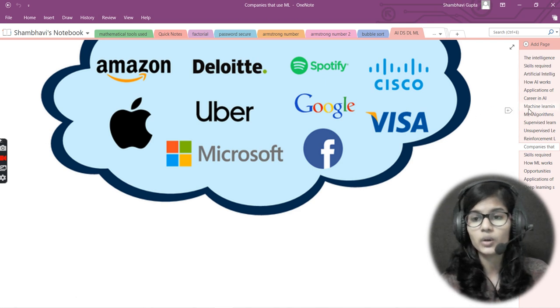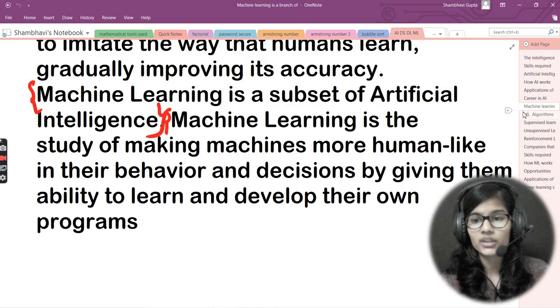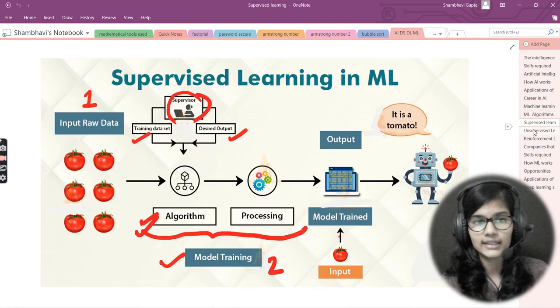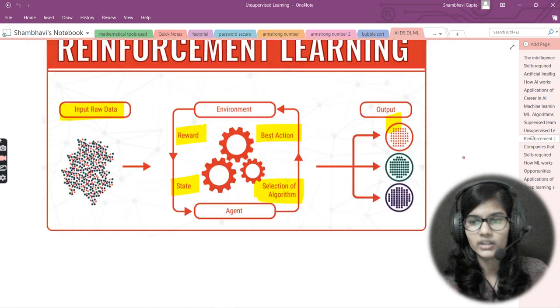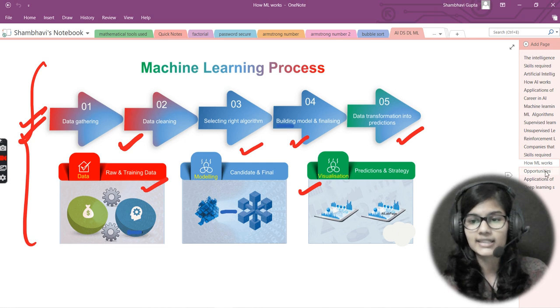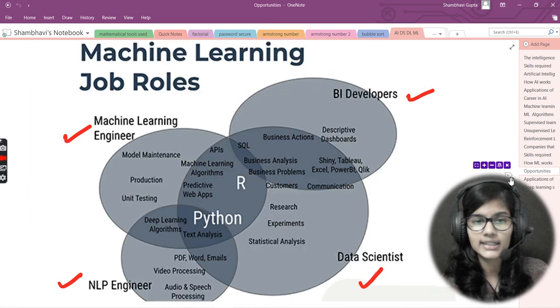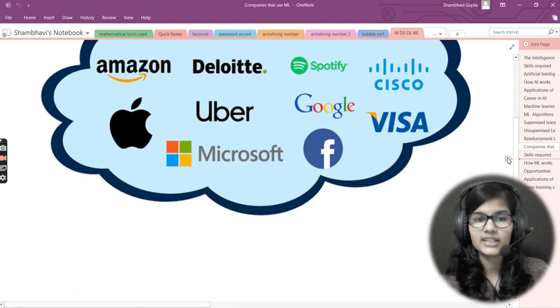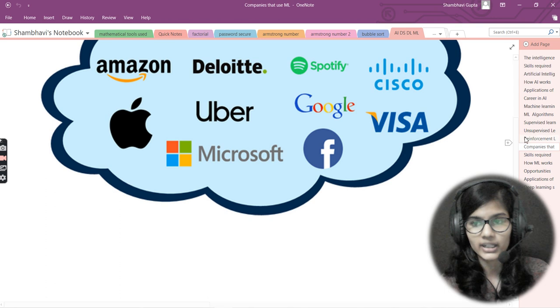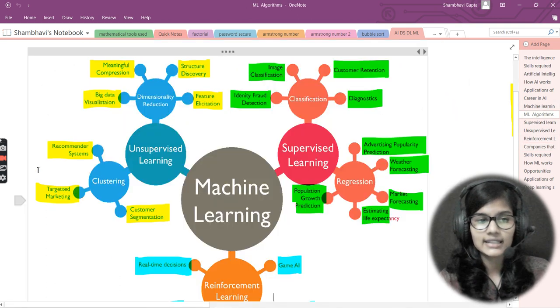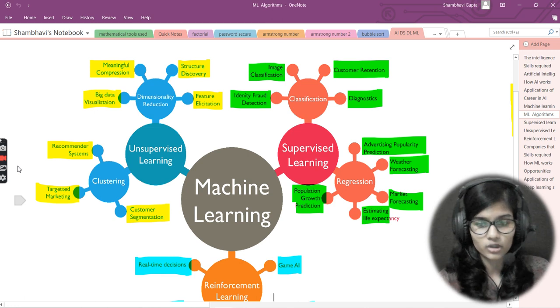Fine. So I hope you have got the idea regarding what is machine learning and what the machine learning algorithms are. Then we described all three in detail: supervised, unsupervised, and reinforcement. Then we saw what skills are required, how ML actually works, what the opportunities, applications, and companies that use ML nowadays are, right? So I hope you have a clear idea regarding machine learning and all of its topics, right?